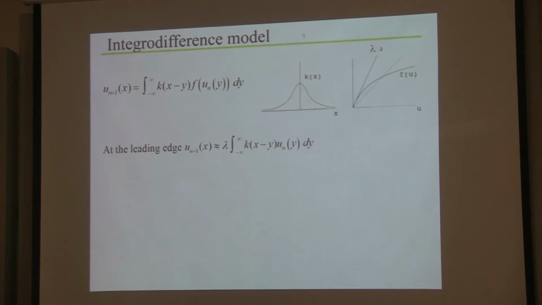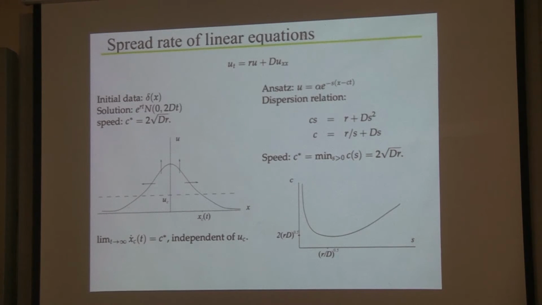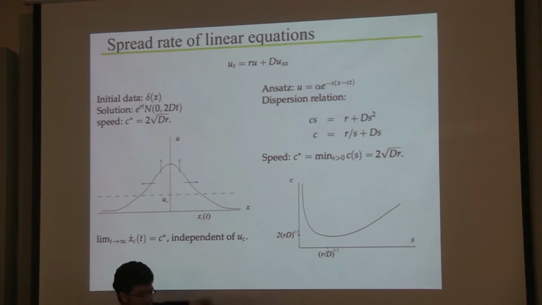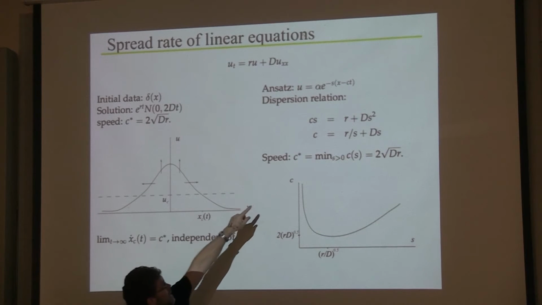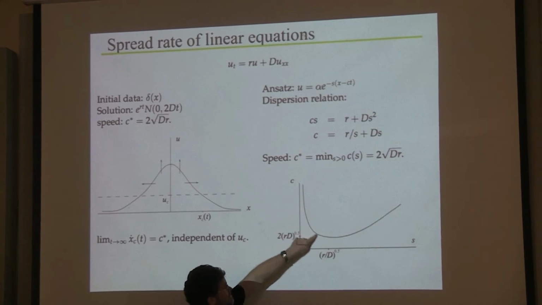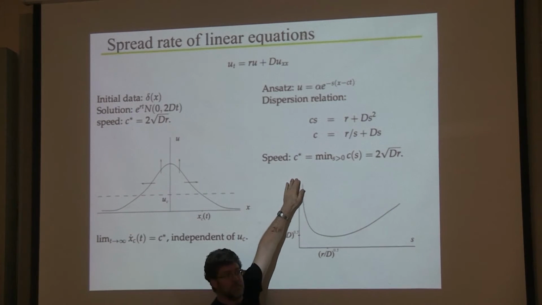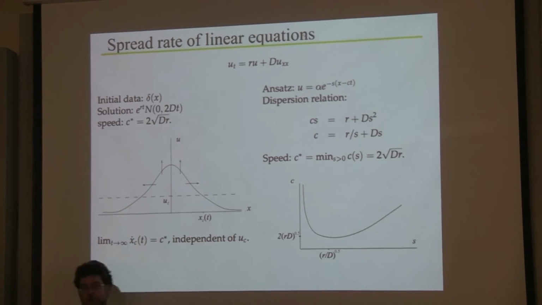So what would we do with this? Well, we could try the same trick that we tried before for the PDE. This is sort of what you do in applied math. It worked last time, so let's try it again and see if the same method works. And what did we do? Let's just skip ahead for a second. What we did was we linearized the equation. We put in that exponentially decaying wave, and then we got this dispersion relation between the speed and the steepness. And then the speed was the minimum of that, which turned out to be 2 times the square root of r times d.